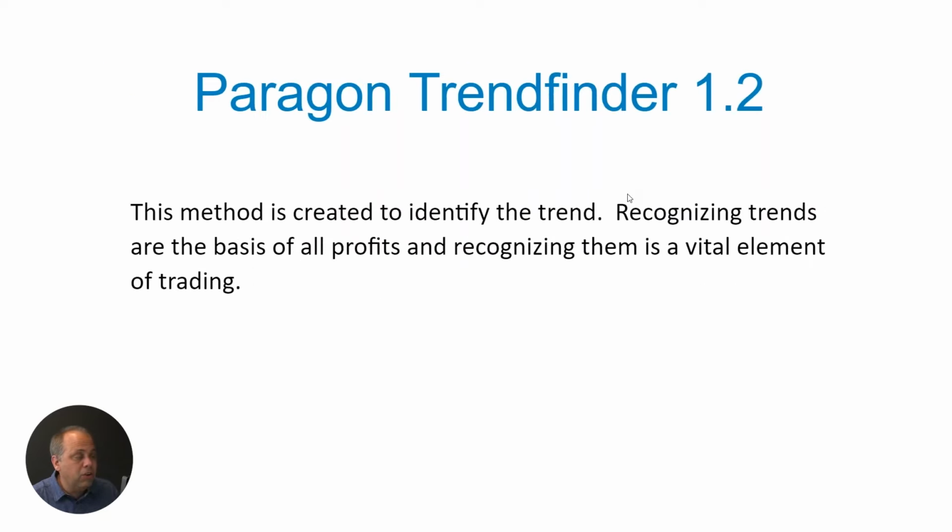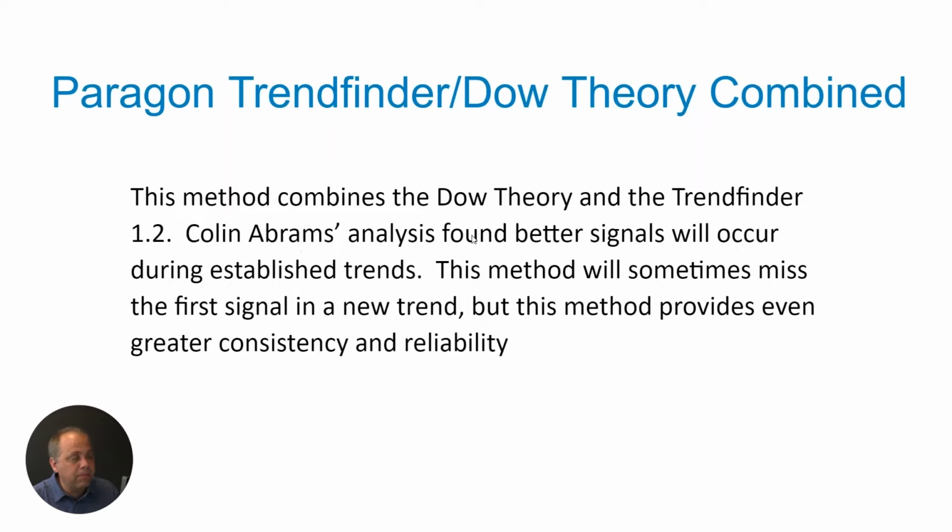The next methodology that's included is the Paragon Trend Finder 1.2. This is a method that Colin's put together to identify the trend on a chart for you. Obviously, the trend is your friend, befriend the trend, a rising tide lifts all boats, all that kind of stuff. This is going to identify trends on a chart for you and tell you where they exist. And it'll do that on an automatic basis.